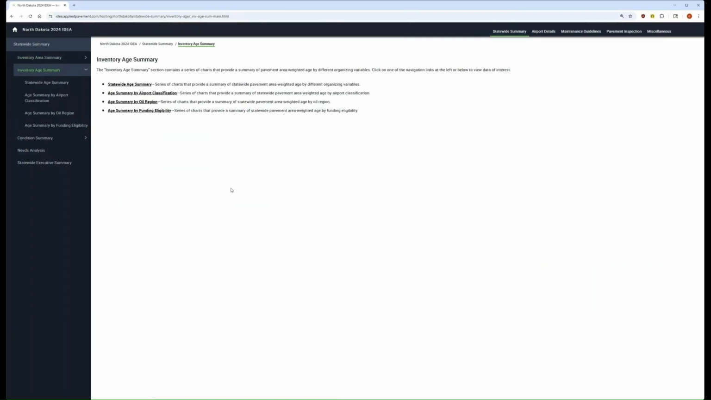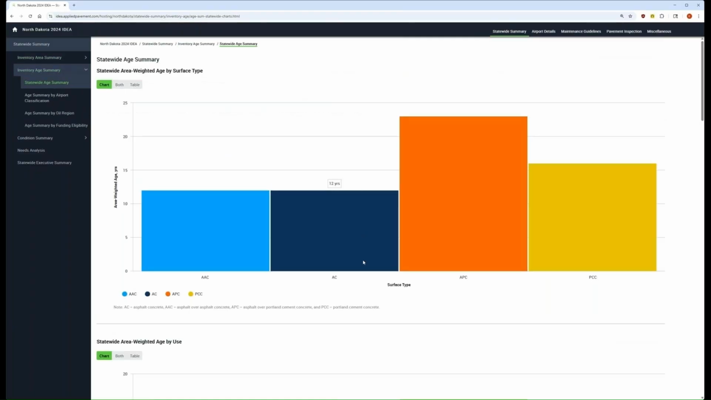If we were to go to the age summary, you're going to see similar types of information, but now we're looking at pavement ages, and these are area weighted ages. So as an example, I noted in the first example that Portland cement concrete surface pavements made up more than 50% of the entire pavement area in the system.